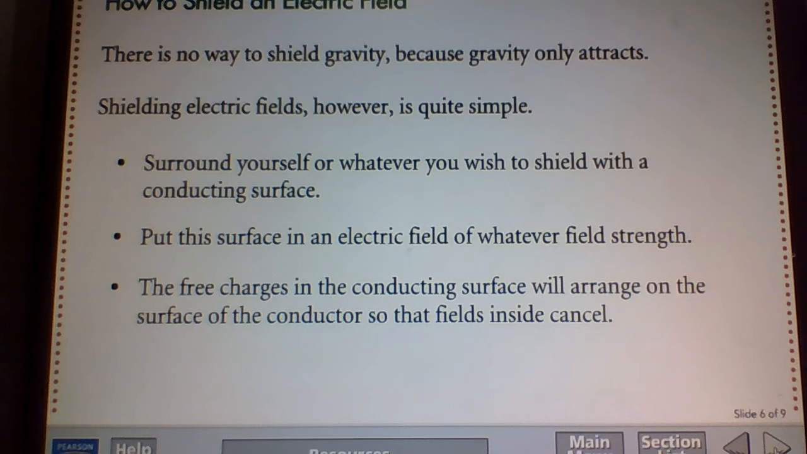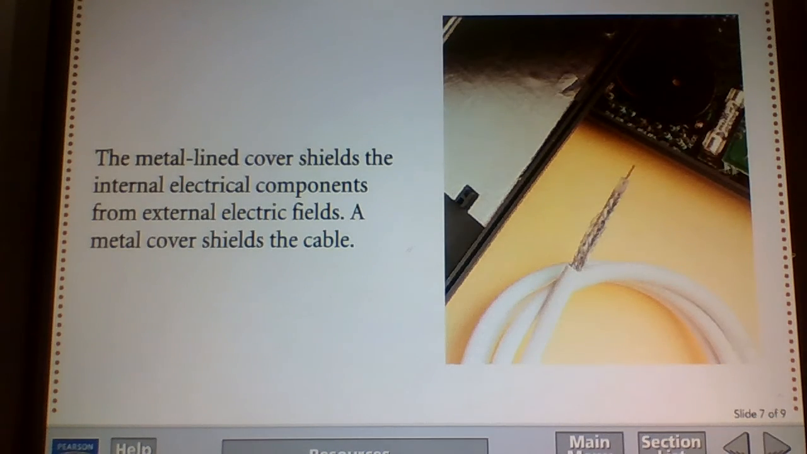But anyway, free charges on the conducting surface are going to arrange themselves on the surface of the conductor so that the field on the inside cancels out. And so here we have a cable. This might be like the cable that is bringing signals from cable or your satellite system into your television. You can see that there's a foil wrap there. There's a foil wrap on, I don't know if this is a cell phone or a radio, whatever it happens to be, but that is to provide a shield for the components that are on the inside.